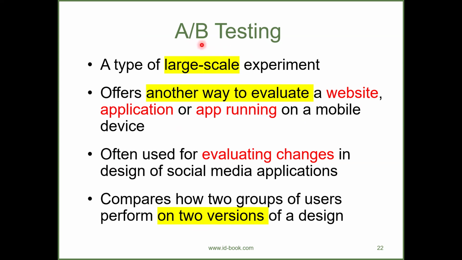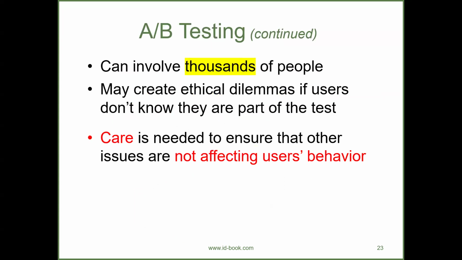The feedback from both is then evaluated by the designer, and the one having more plus points is selected. It's a type of large scale experiment. This is more suitable, and offers another way to evaluate a website, application, or an app running on a mobile, often used for evaluating changes. Compare how two groups of users perform on two different versions of a design, and the best design is then selected. It can involve thousands of people. So where we have many people to evaluate, we use A/B testing.